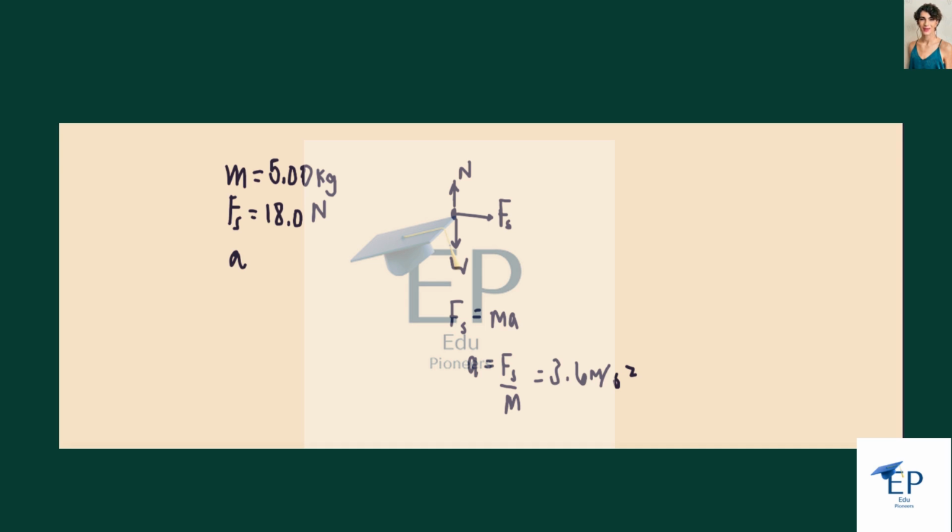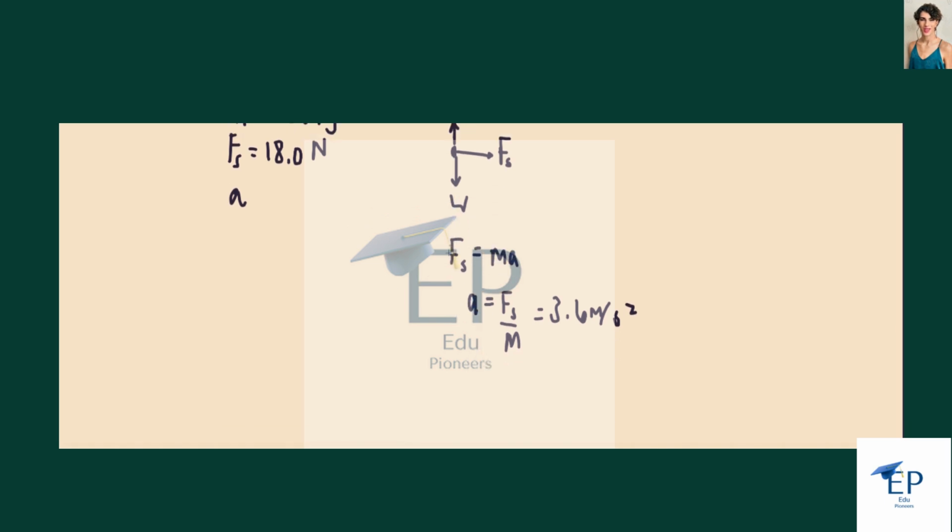And what if the car is moving at a constant velocity, what will the spring scale show? If it's at a constant velocity, then there is no net force on the object. So this Fs has to be 0.